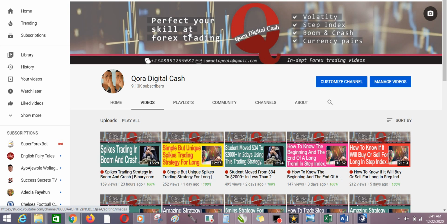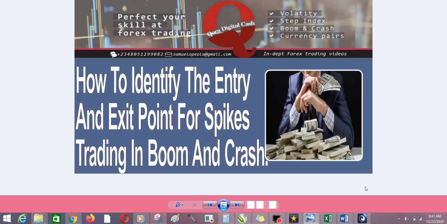Also Qora Digital Cash. In today's video we'll be looking at how to identify the entry and exit points for spikes trading in boom and crash. For the past few days now we've been looking at spikes trading, and we'll be looking at the entry and the exit point for spikes trading.